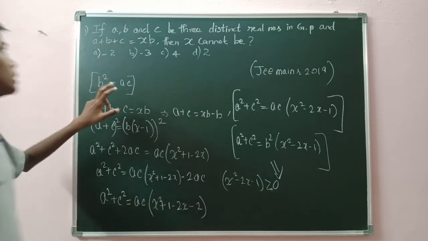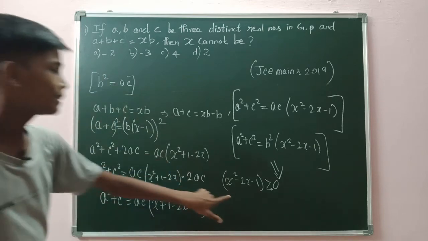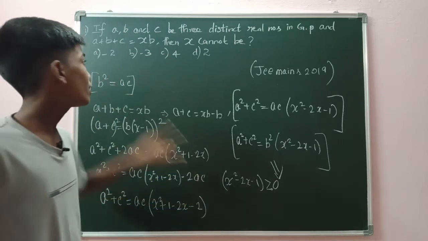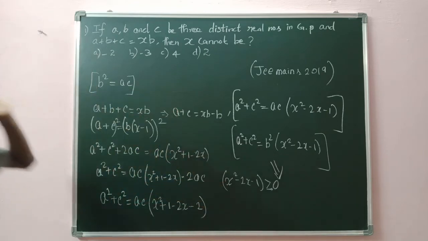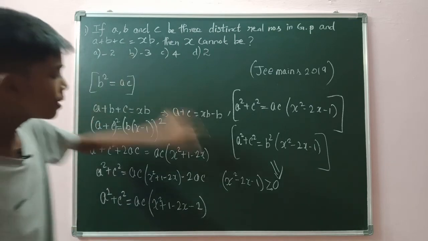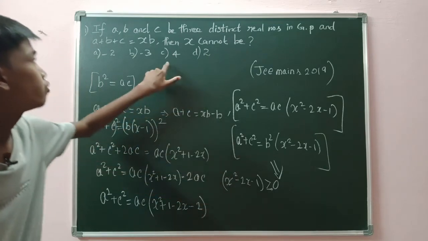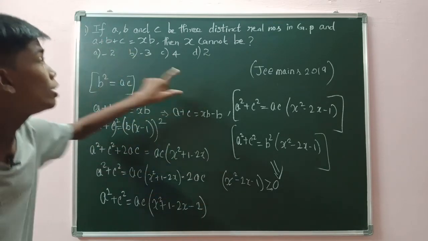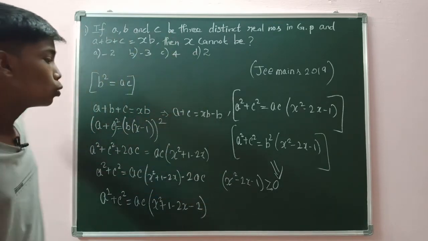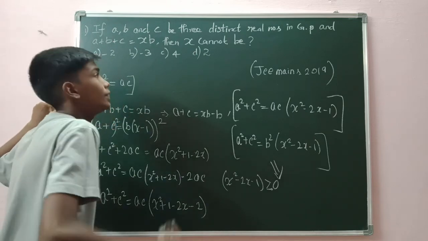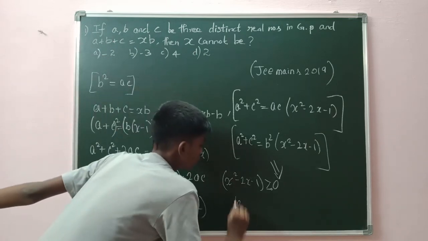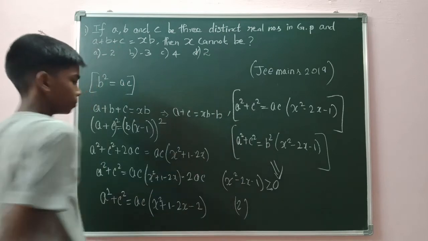Now eliminate the options guys. When you put x as minus 2, I will get a positive value only. When you put x as minus 3, I will get a positive value. When you put x as 4, I will get a positive value. But when you put x as 2, you will get a negative value. This shows that x cannot be 2, and that's the answer for this question.